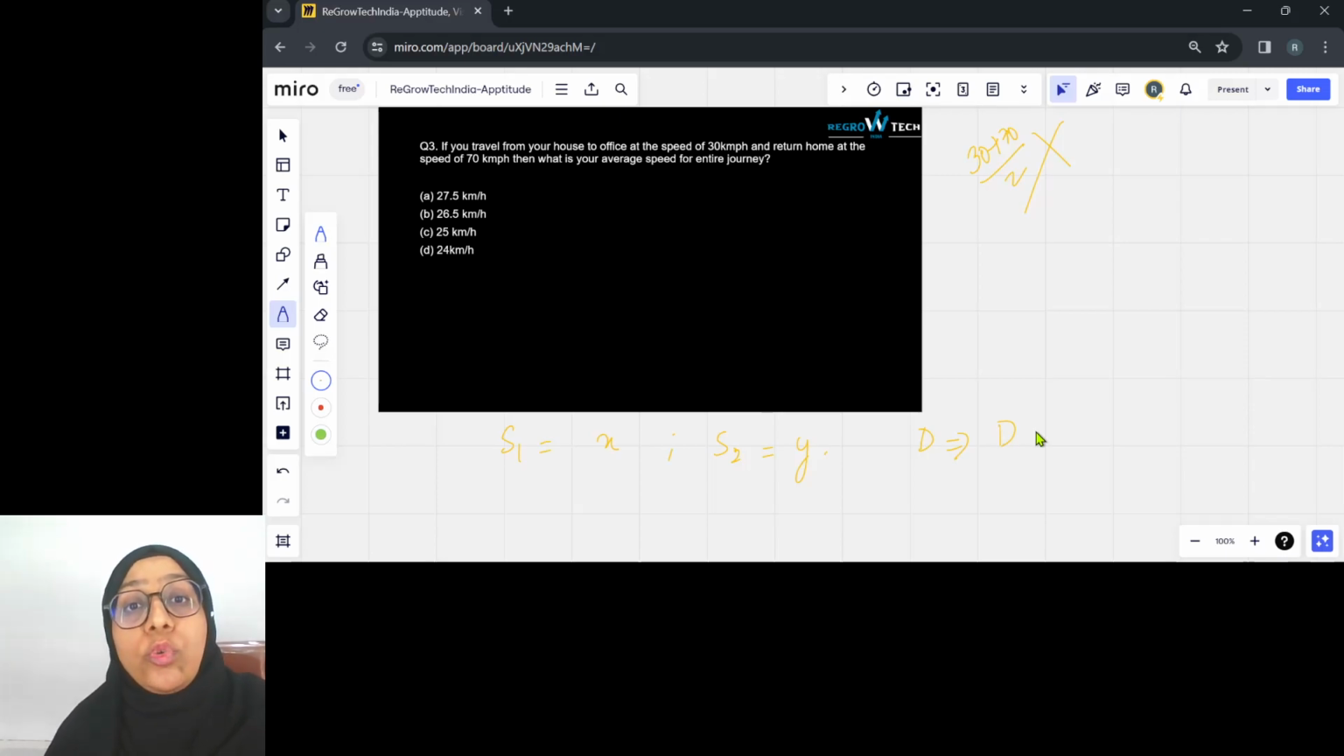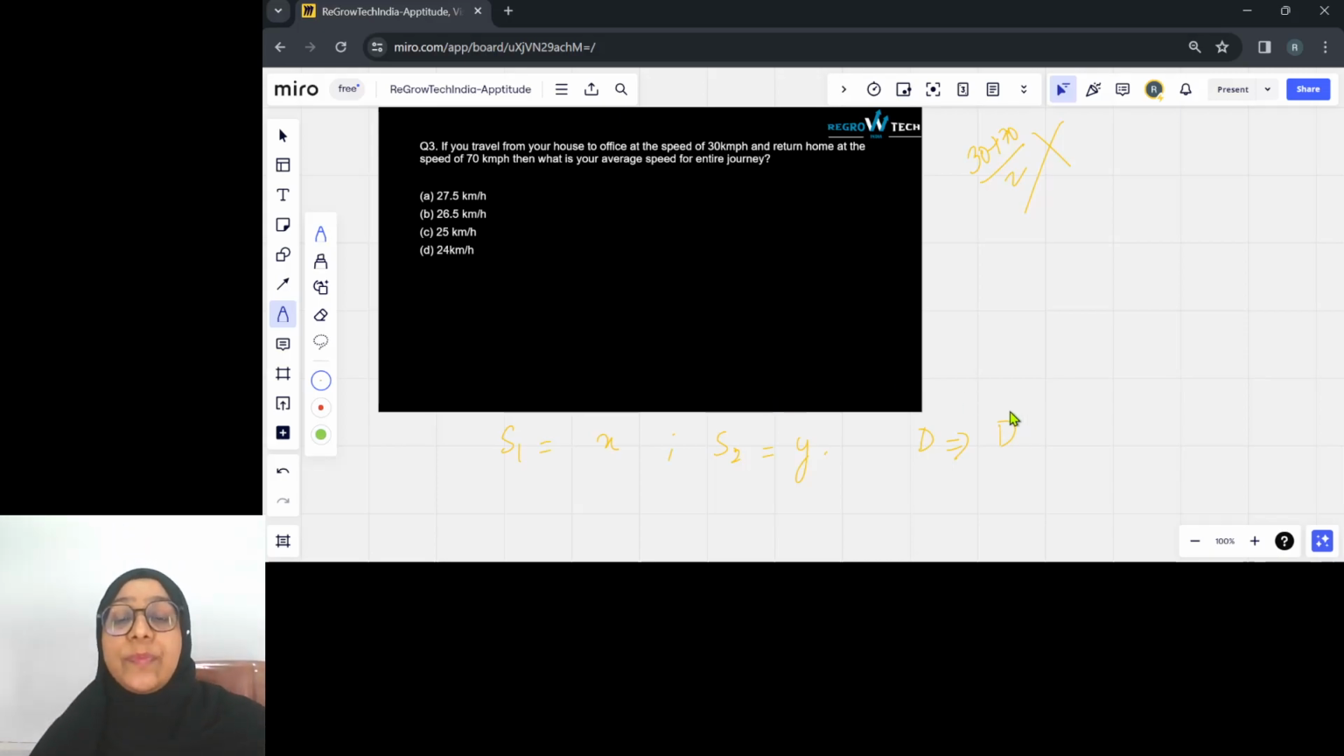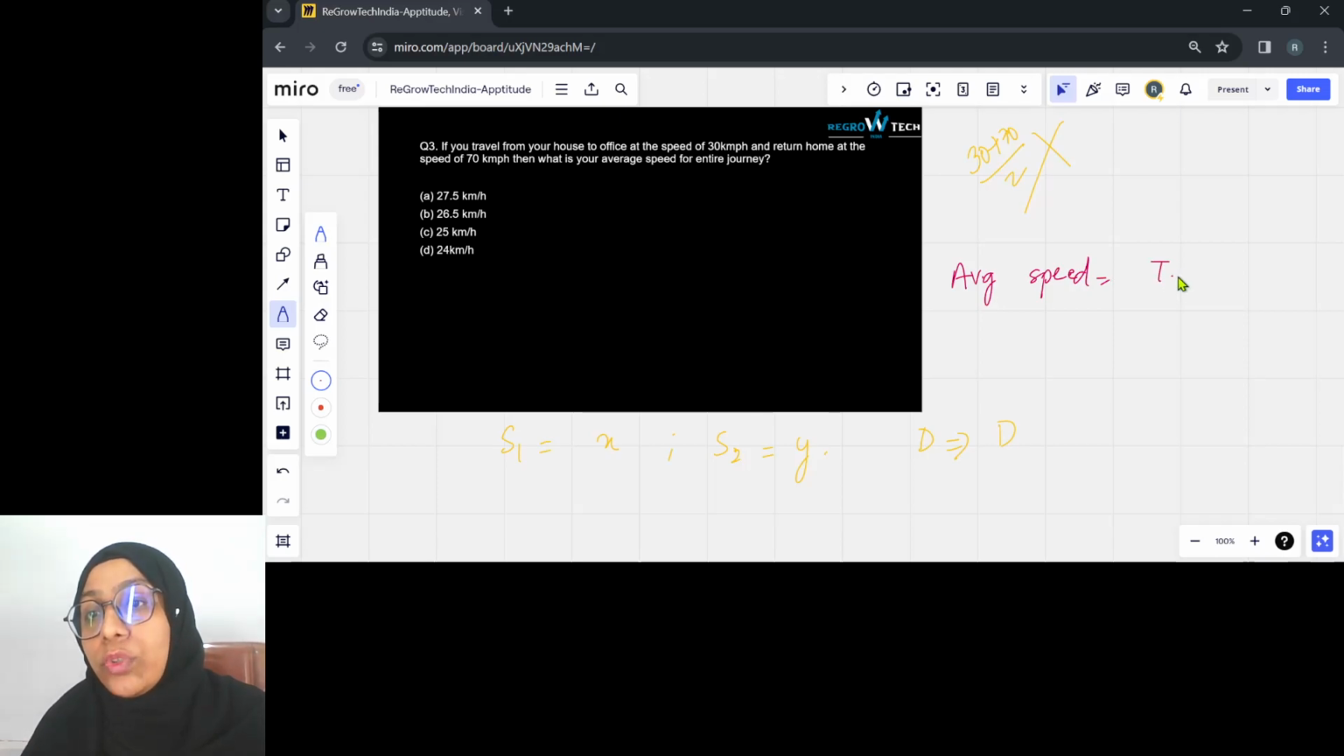Oh, I'm sorry, in order to calculate the average speed, not the total, average. So in order to calculate the average speed, there is a formula. Average speed equals total distance divided by total time.